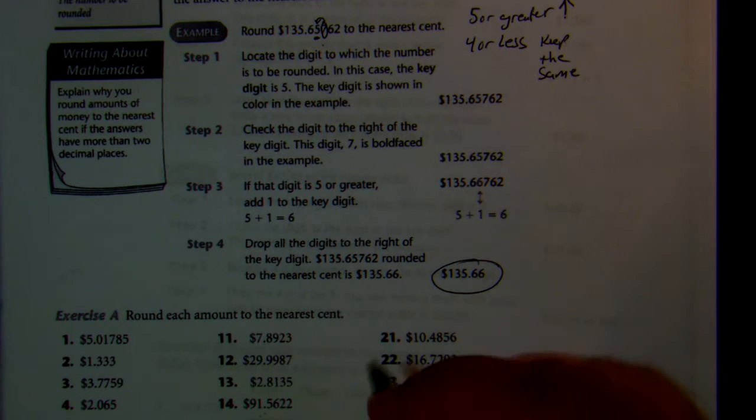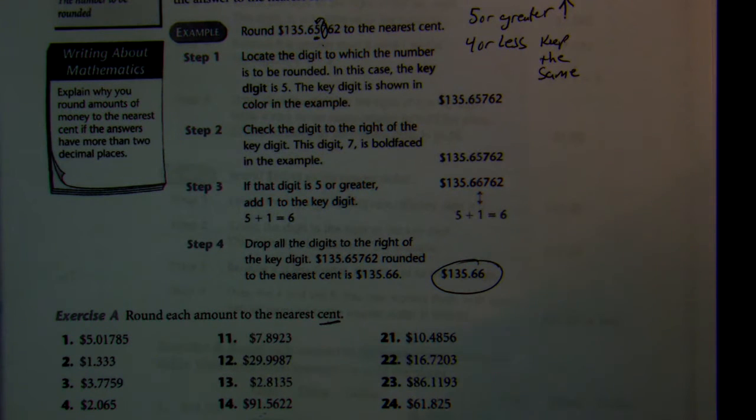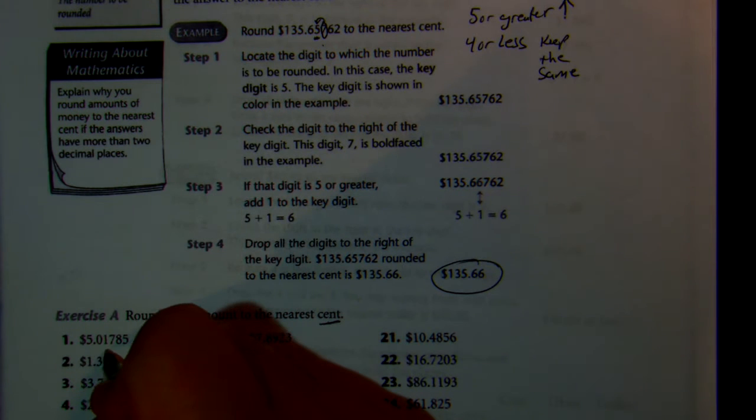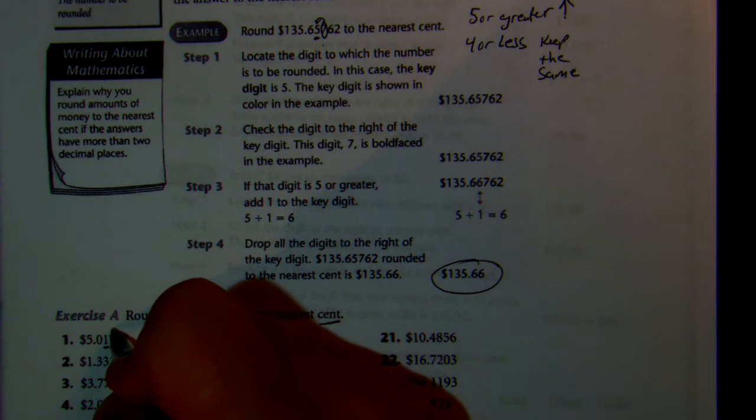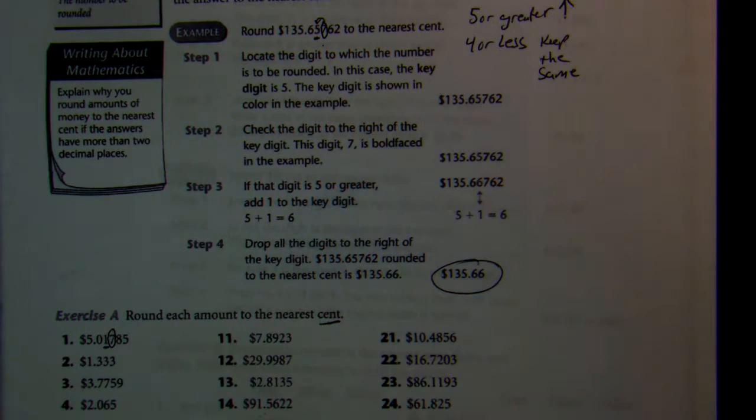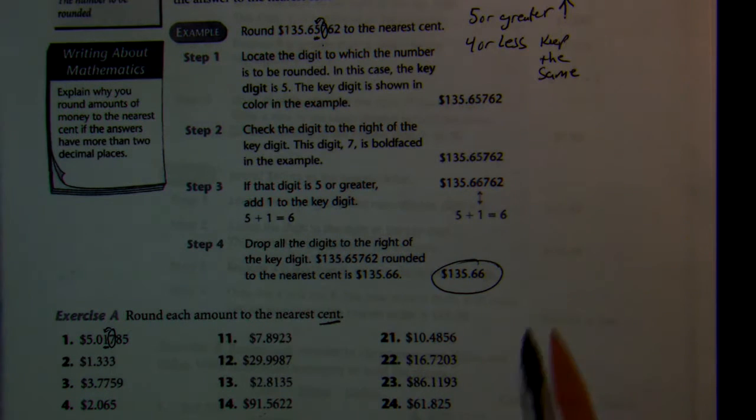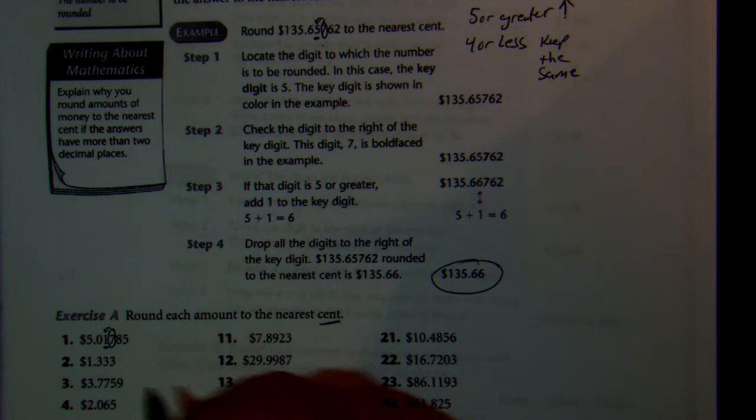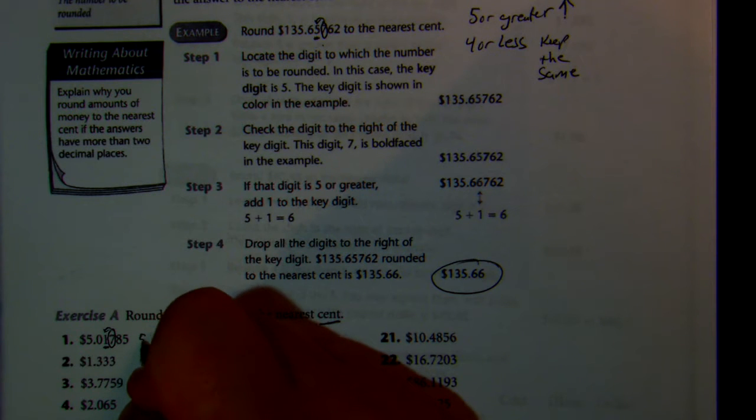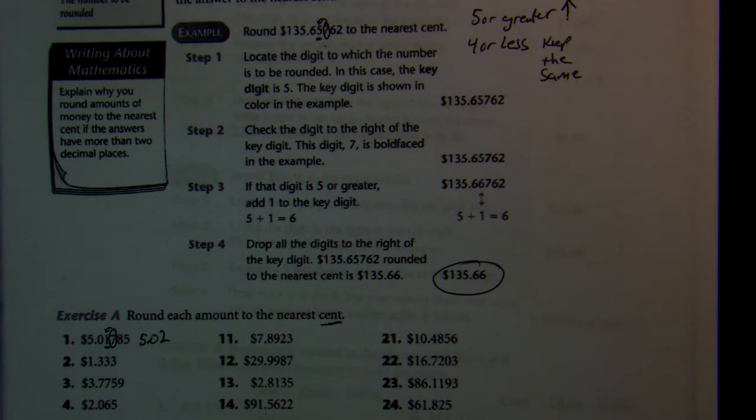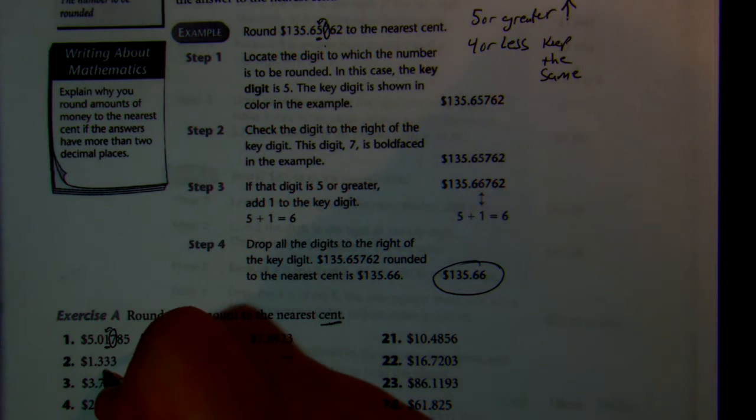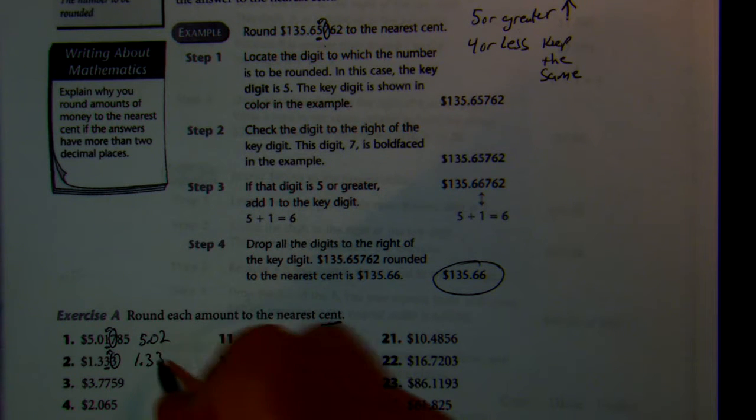So let's do 2 of them for an example. It says round each amount to the nearest cent. Again, the cent is the second one after the decimal. So here we have a 1. The 1 to the right is going to tell it to either go up or stay the same. So we're going to have a 7, which is definitely greater than 5. So it's going to be $5.02. Okay, the second one, here is our cent. This one tells it to stay the same. So we're just still left with $1.33.